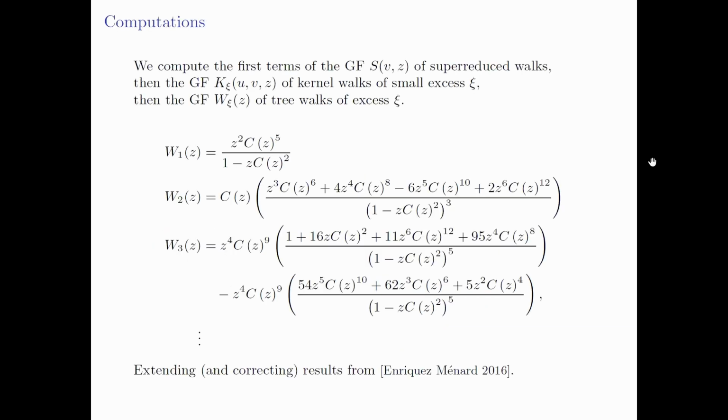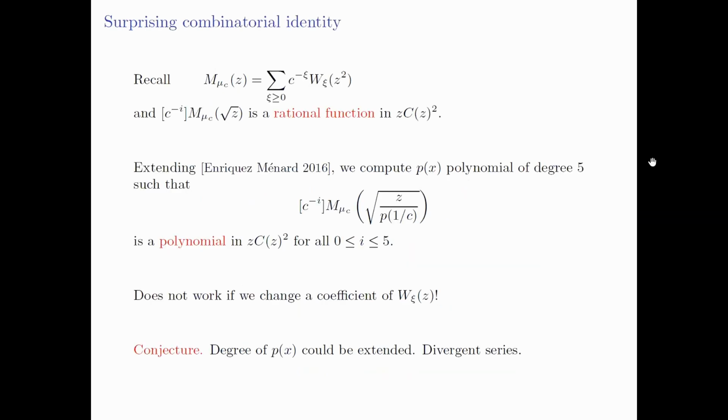Okay, so to summarize, we know how to count super reduced trees given the previous recurrence. So we know how to count kernel trees and kernel walks, and then we know how to count tree walks of a given excess. And indeed, we can compute them concretely, just rational functions in C squared. So we get more of them than was known before. That's something. And in the last 5 minutes, I'd like to talk about something interesting, a combinatorial surprise we had.